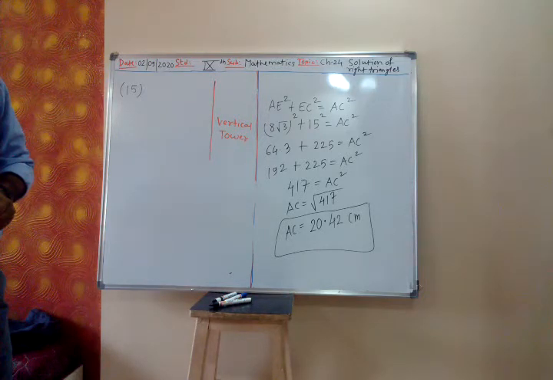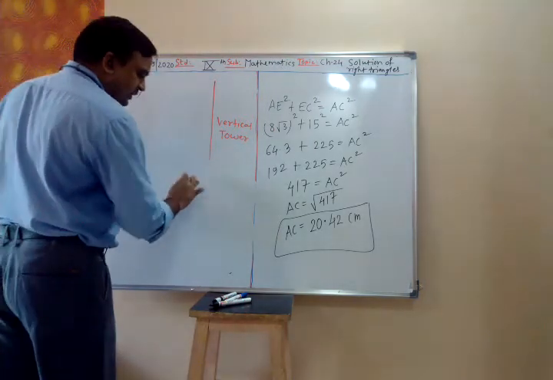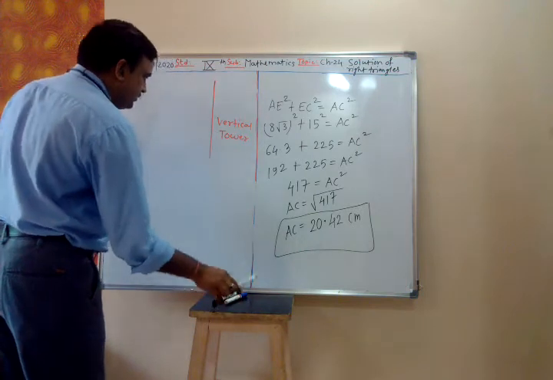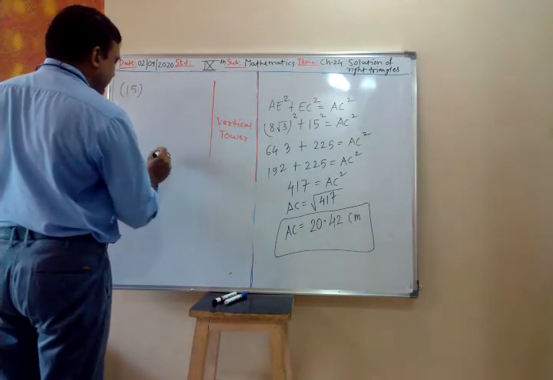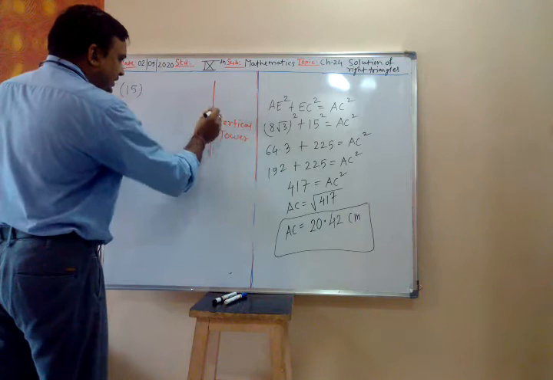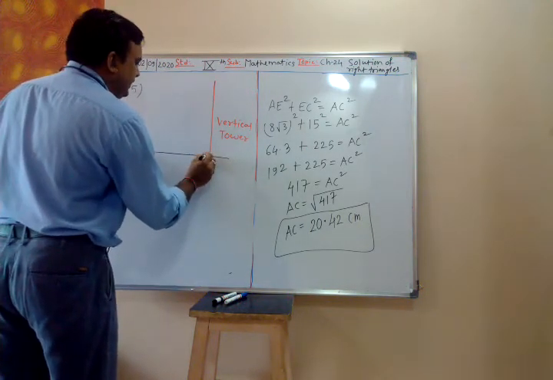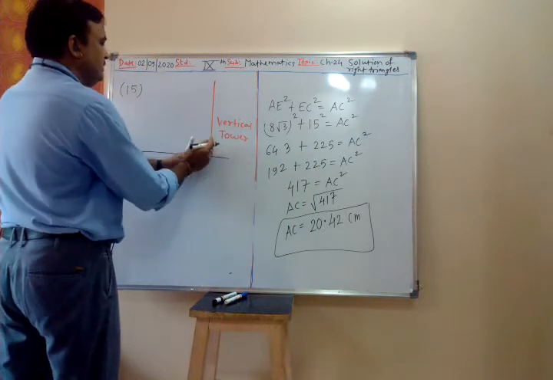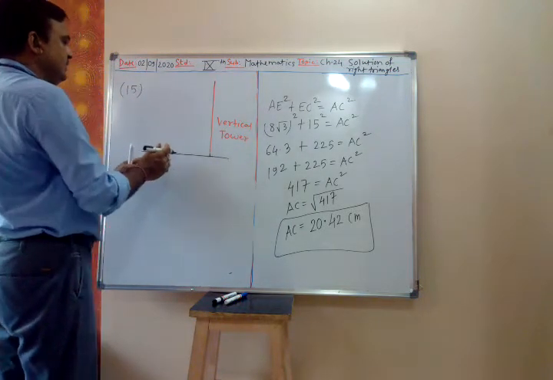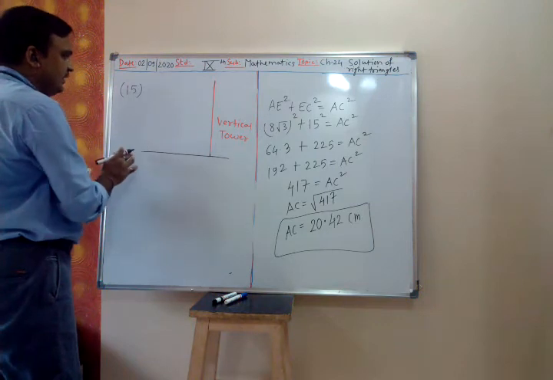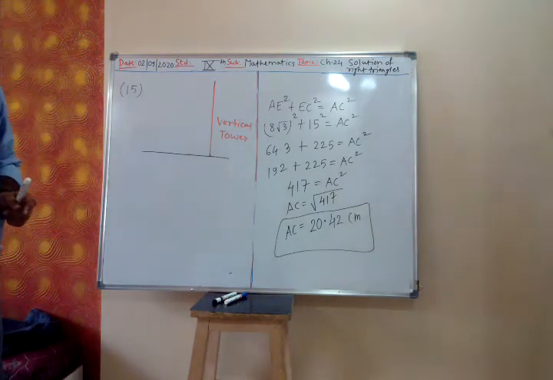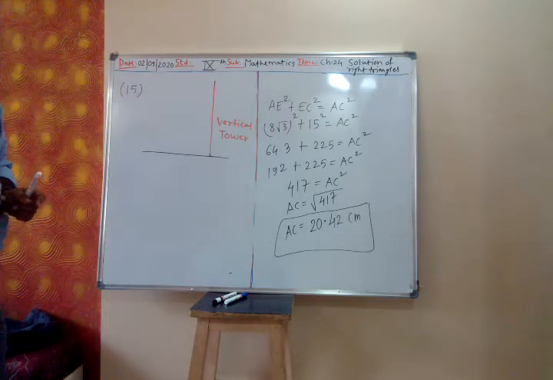The ladder makes an angle of 30 degree with the ground. So this is my ground here. See here, this is the tower. Tower is erected on the ground. So this is the ground. A vertical tower is there. Then a ladder is placed against a vertical tower. The ladder makes an angle of 30 degree with the ground.